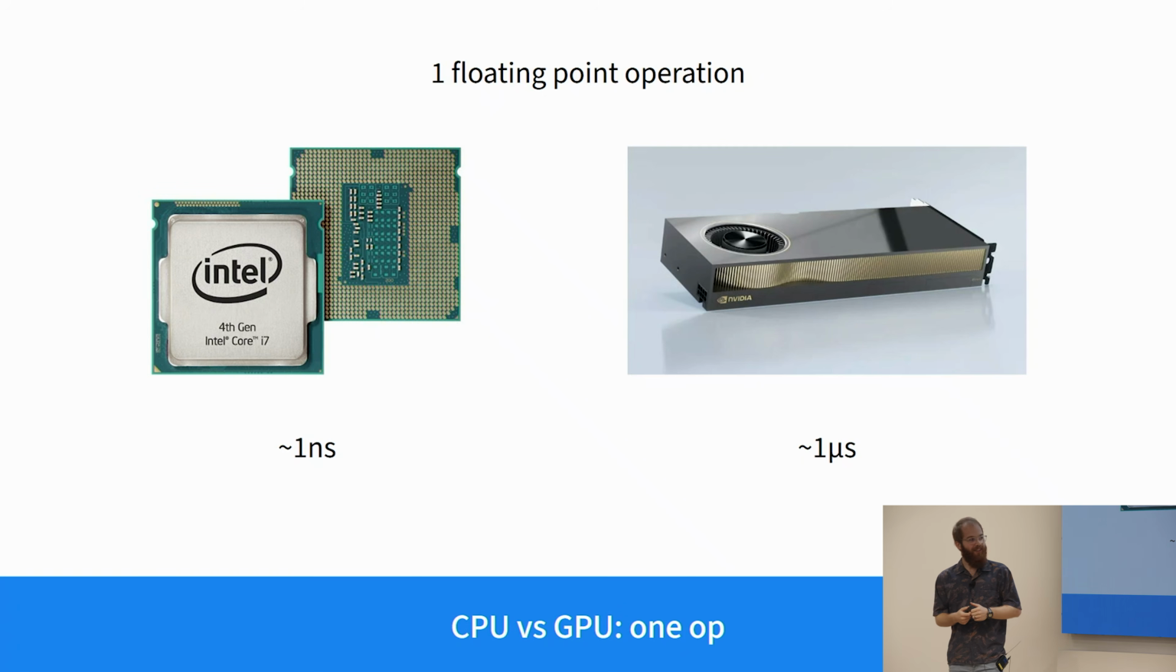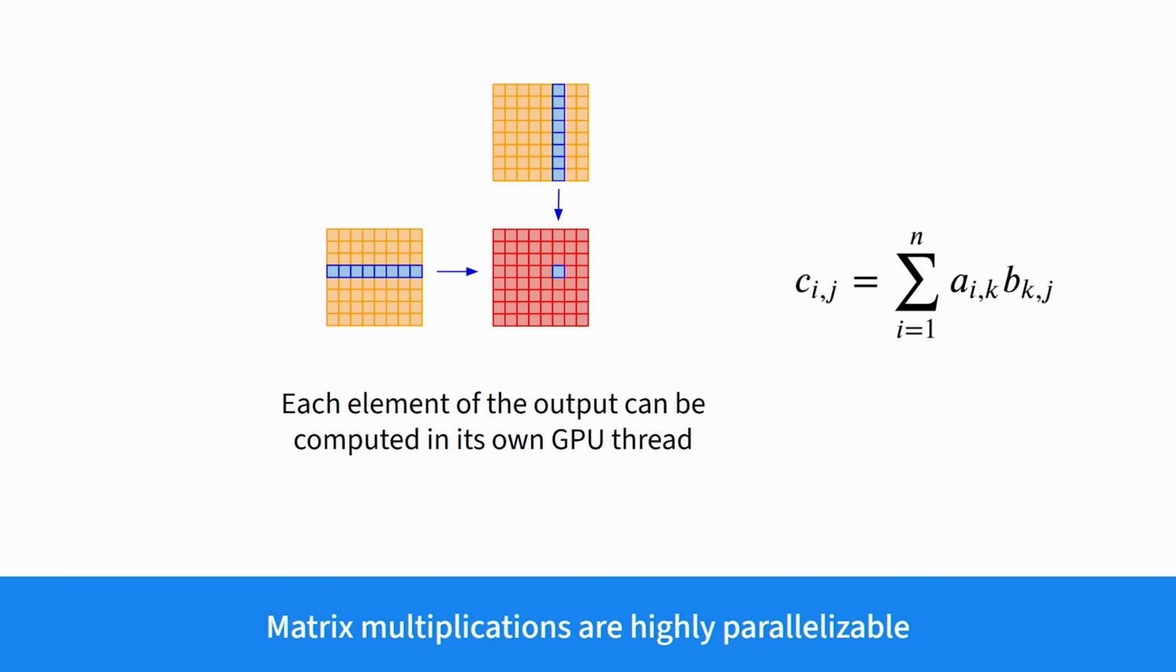So this is a little bit tongue-in-cheek, because doing one floating point operation is never a thing that you'd actually want to do on a GPU. But this is a 1,000x difference. CPUs are 1,000 times faster than GPUs. Why would we use a GPU ever? And the answer is the parallelism.